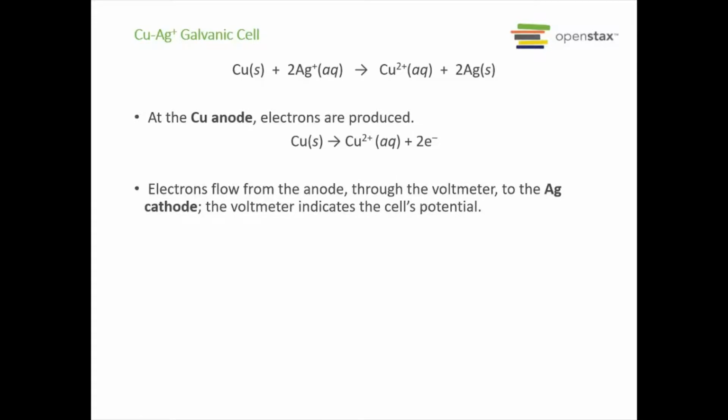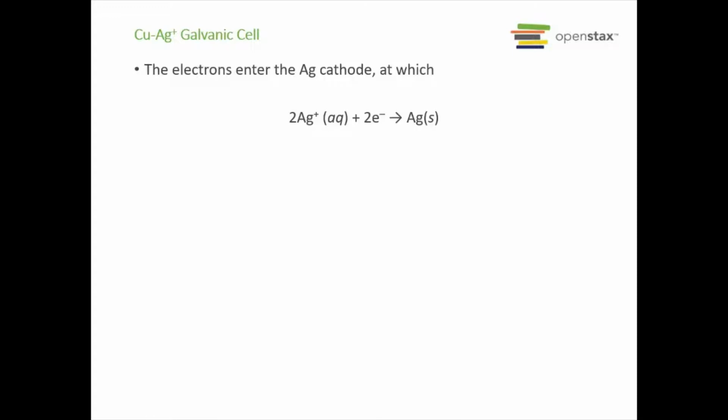So at the copper anode, we're making electrons. You have the solid copper going to copper 2+ and 2 electrons being made. And so these electrons then are flowing from the anode, going through the voltmeter, and then to the silver cathode. The voltmeter tells us the potential of the cell, which is a measure of energy. At the silver side, those electrons enter and react with the aqueous silver to form solid silver metal.